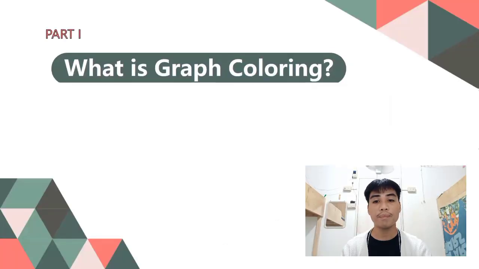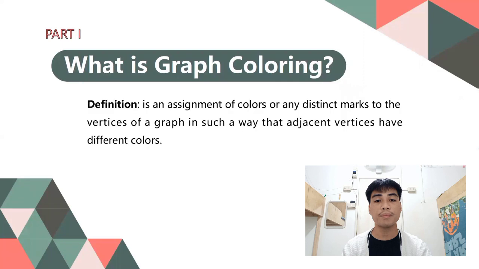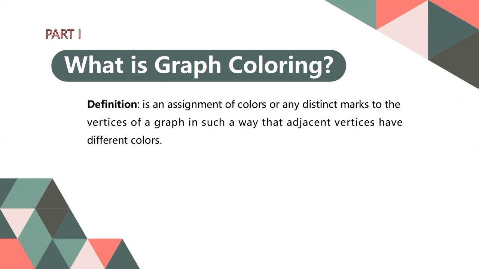For part 1, what is graph coloring? Graph coloring is an assignment of colors or any distinct marks to the vertices of a graph in such a way that adjacent vertices have different colors. So the simplest definition of graph coloring is to assign colors to vertices so that the neighboring vertices would not have the same colors.